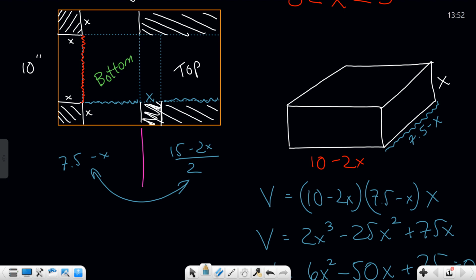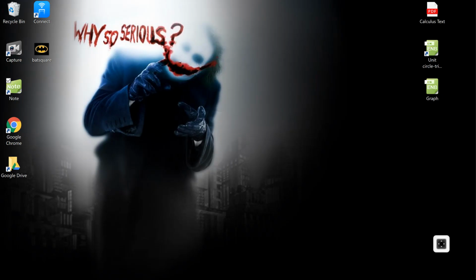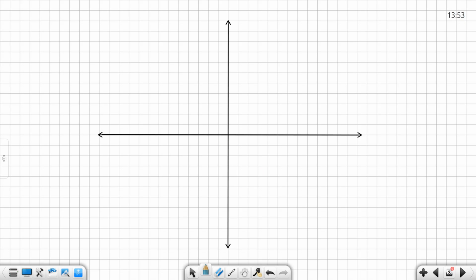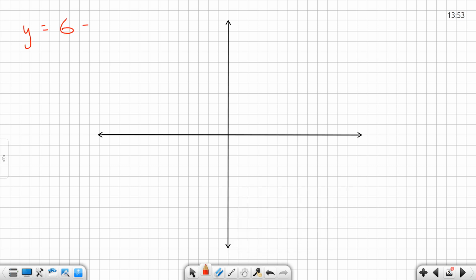All right, let's do something less exciting. The second problem says, in fact, to do the second problem, we're going to use a graph because it involves a graph. It says, which points on the graph of y equals 6 minus x squared are closest to the point 0, 1. So we're starting with the function y equals 6 minus x squared, and we want to find points closest to 0, 1.